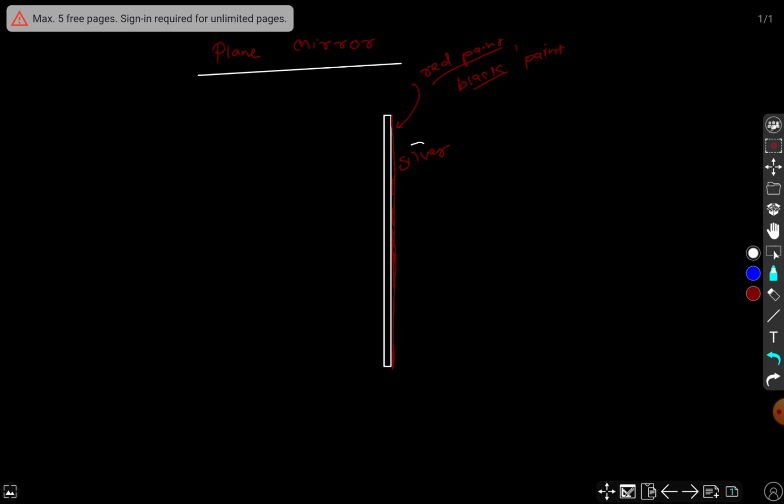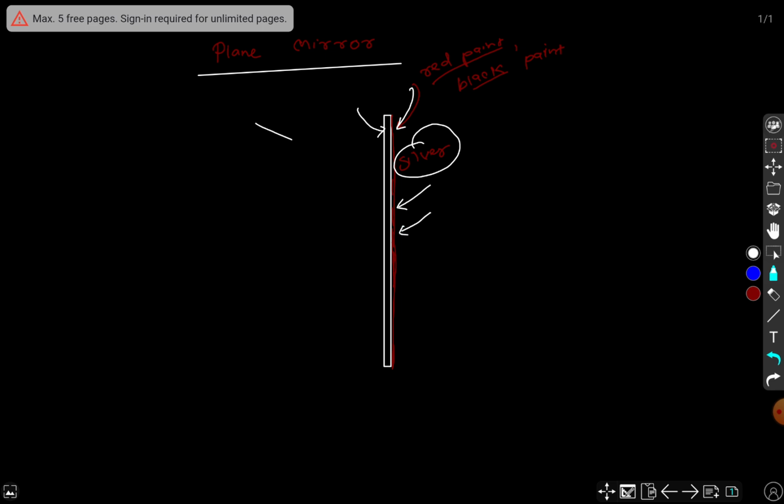See what happens. Silver is considered to be a very good reflector of light. In fact, you can say it is the best reflector of light. Now if we use silver for reflection of light, if we use silver as a mirror, then it will be very expensive. It will be very costly for us. So we don't use silver alone, but we use glass for physical strength, and we coat the back side of the glass with silver. Then what happens?